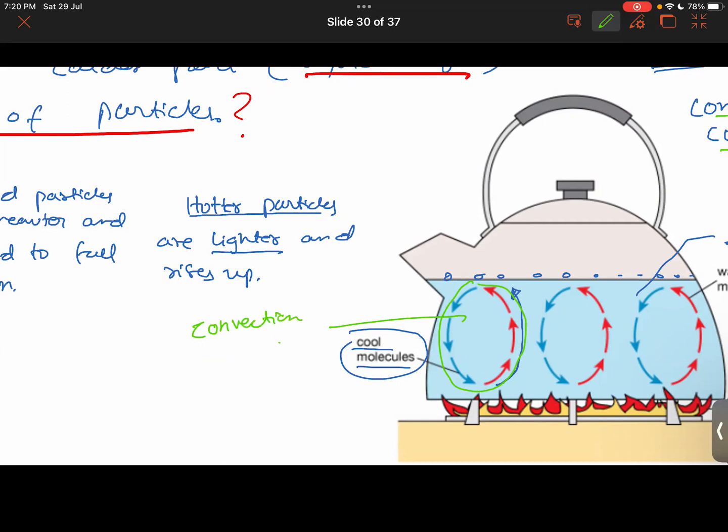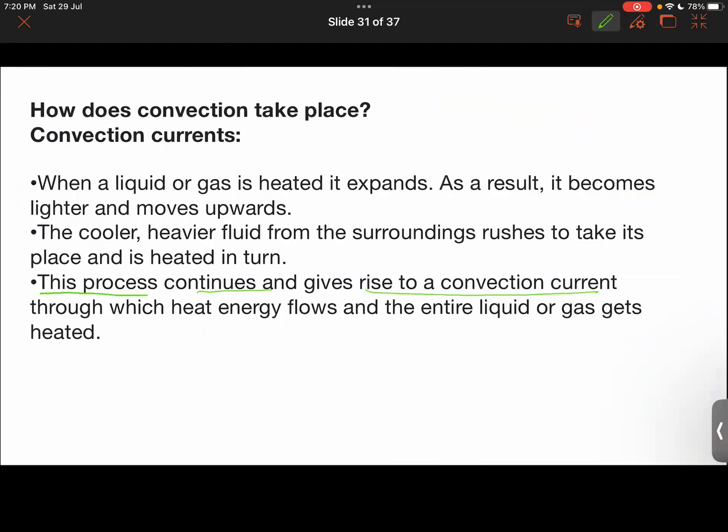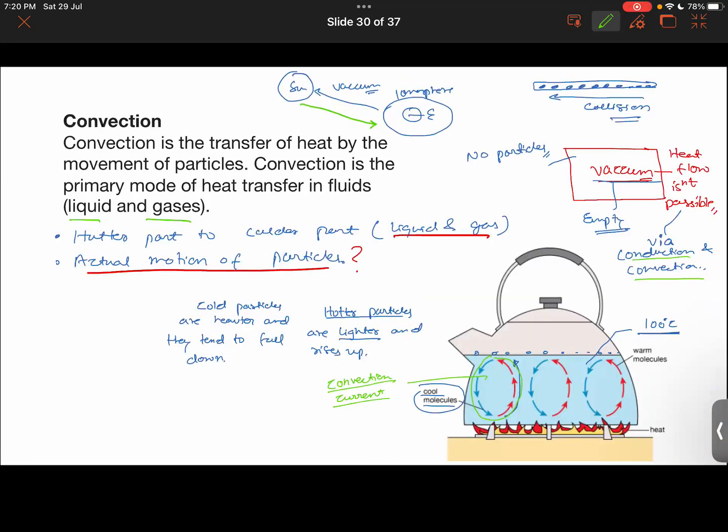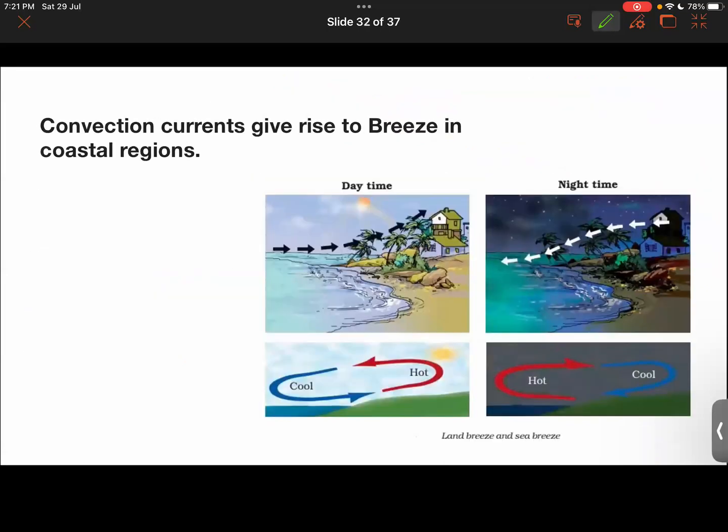So cool molecules are falling to the base of this utensil, and hotter molecules are rising up. So there is a continuous, circular type of motion, called convection current. Getting it? This gives rise to a convection current through which heat energy flows and the entire liquid or gas gets heated. Due to this convection current, the entire medium, whether liquid or gaseous, gets heated, and eventually all the molecules will have the same temperature.